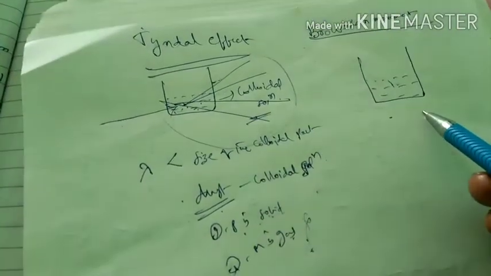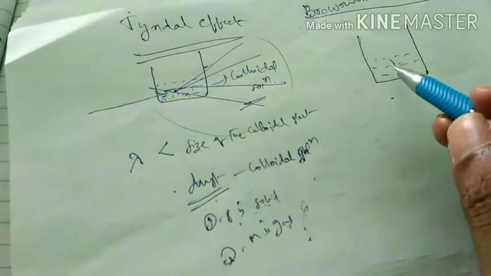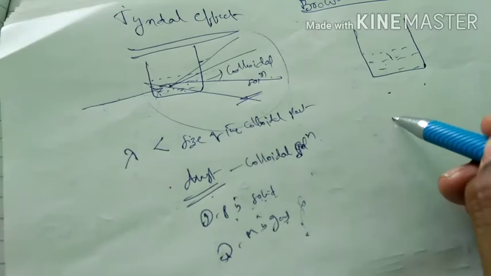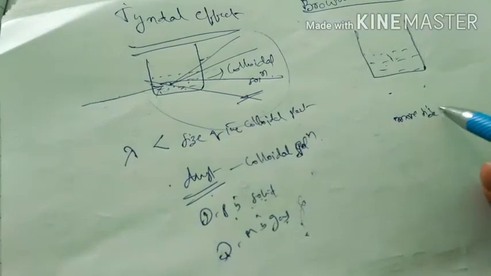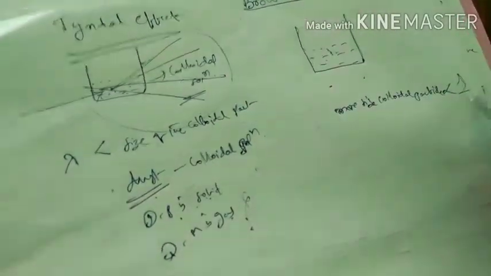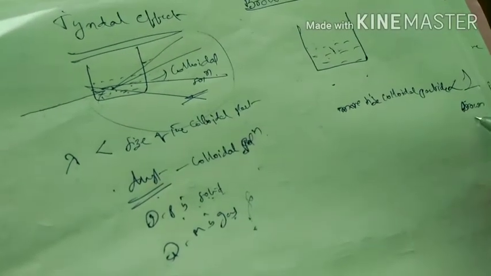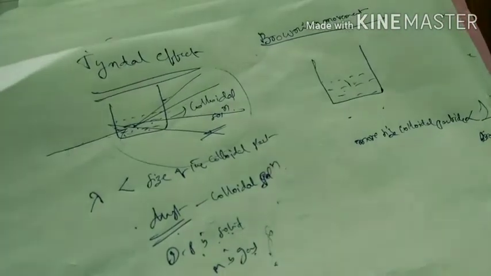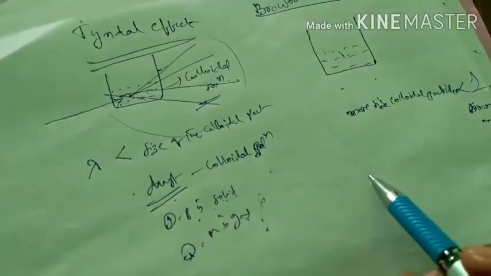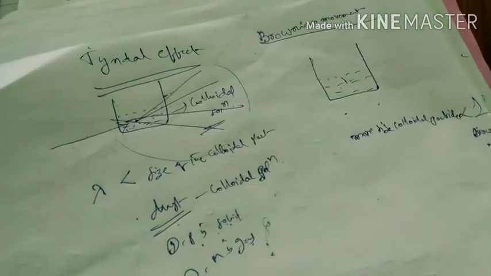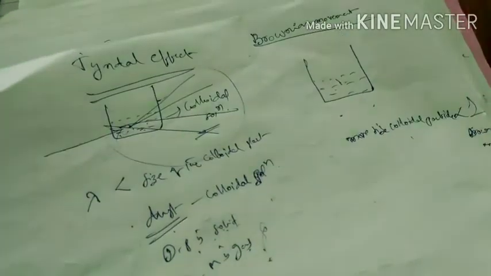Here is one more important point regarding Brownian movement. If the size of the colloidal particle is large, then Brownian movement is less, because if the size is more, the randomness and speed are less. If the speed is less, automatically Brownian movement is also less. If the size of the particle is less, then its randomness is more, its speed is more, and automatically Brownian movement is more. So both have an inverse relation.